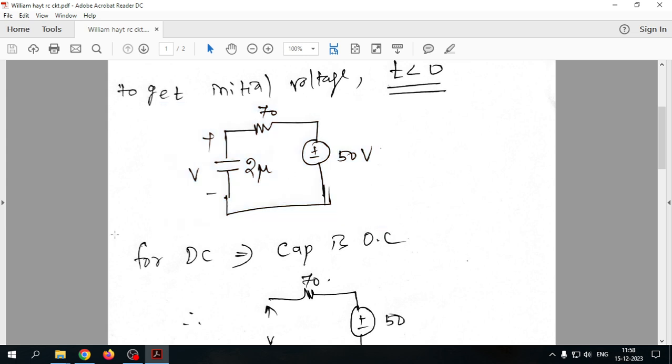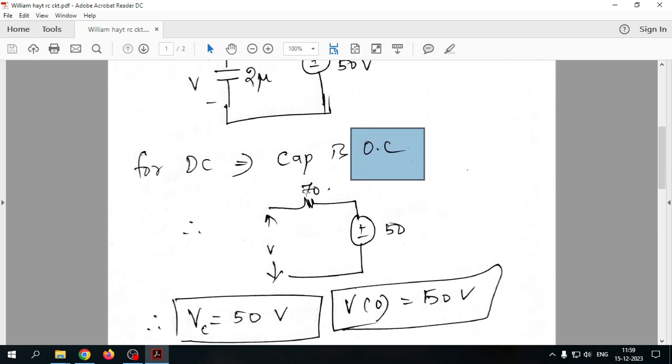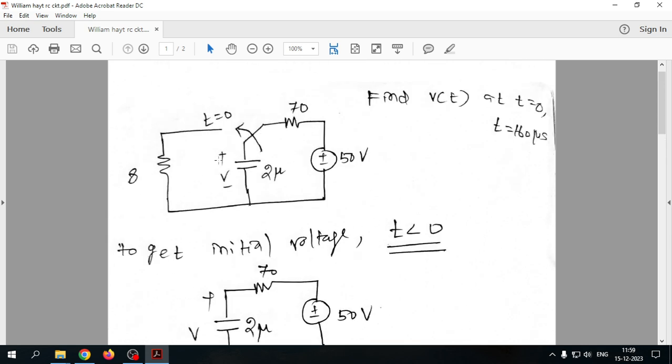We know that for DC, the capacitor is an open circuit, so this will be an open circuit like this, and when there is an open circuit, the 70 ohm will not matter, so all the drop will be across the open circuit only. So Vc is 50 volt, which means Vc of 0 is equal to 50 volt.